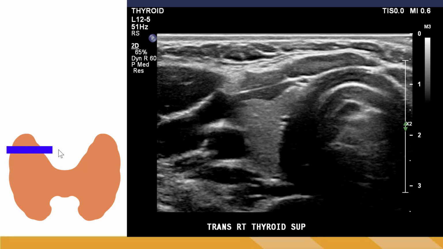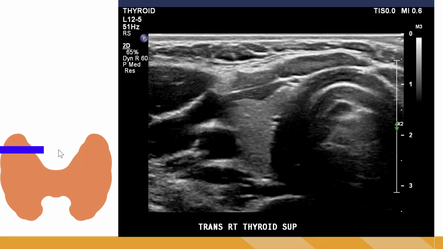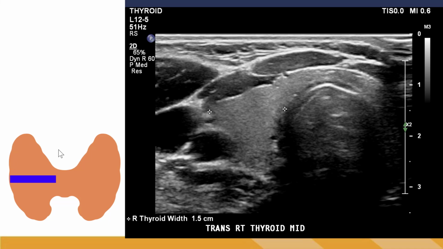on the diagram. Moving inferiorly in the transverse plane then, we are going to stop at the mid portion. The mid picture is taken at the widest portion of the right lobe. Oftentimes you will see it is connected fully to the isthmus. Calipers are placed to take a transverse measurement on the thyroid, and at this point some people do also take an AP measurement. If you take your AP measurements while in the transverse plane, make sure that your probe position is perpendicular to the neck to get a true AP measurement.